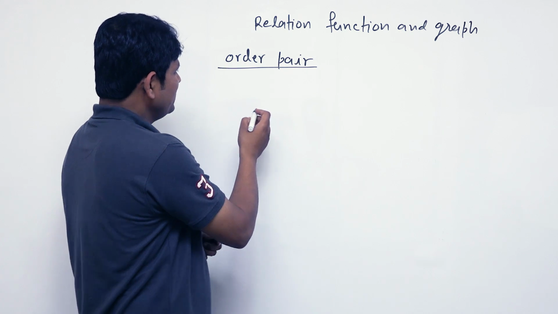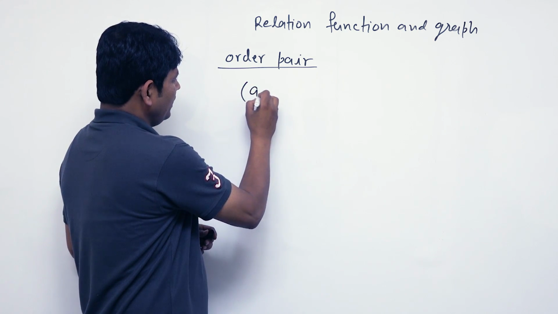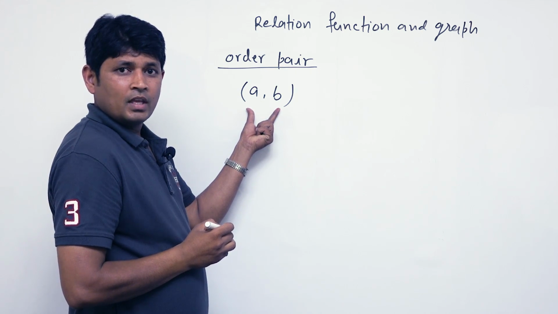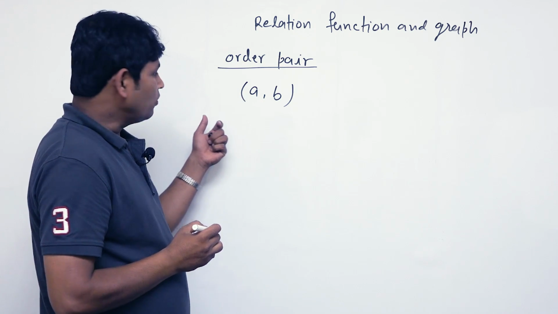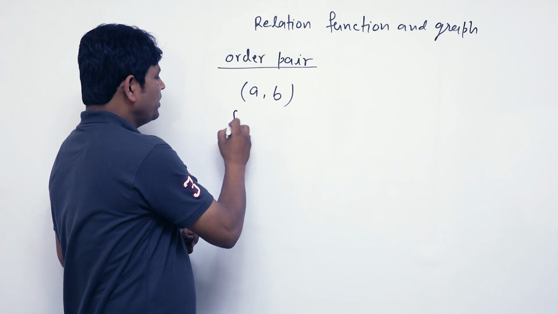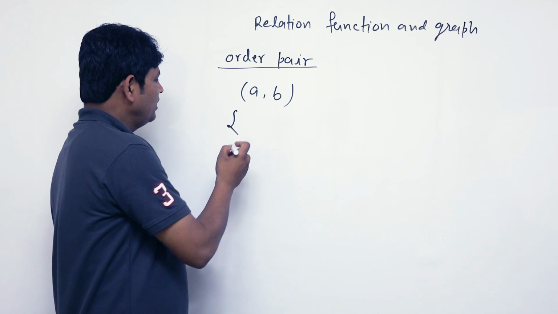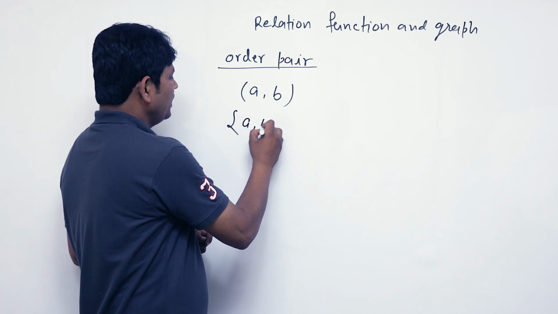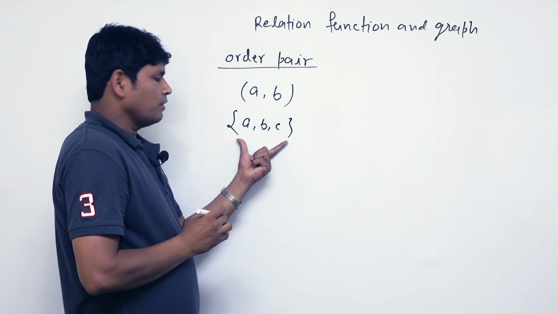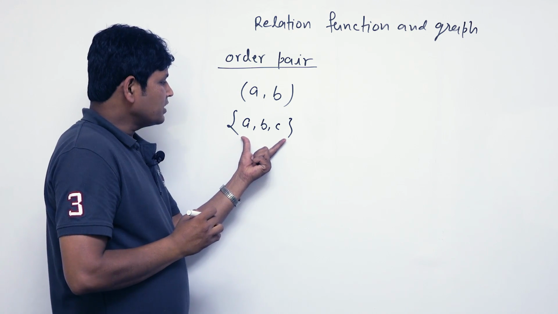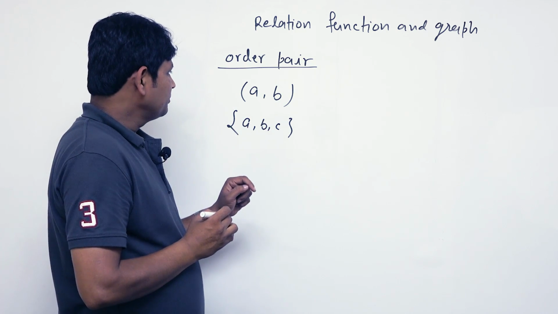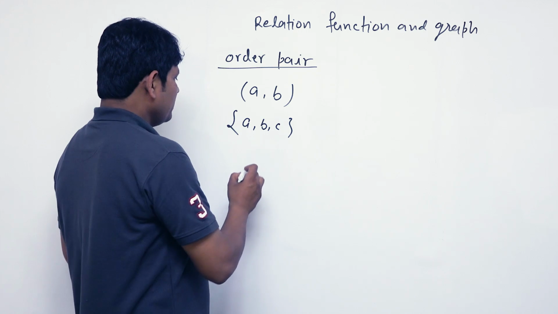Symbolically, it is written like this: A, comma, B. So this is called an ordered pair. Normally, as we did before with sets, in sets we used curly brackets, or braces, and there we write A, B, C like that. This is the notation of sets. In sets, we cannot repeat the element, but in an ordered pair, we can repeat.